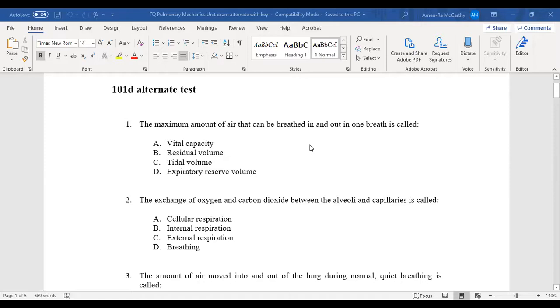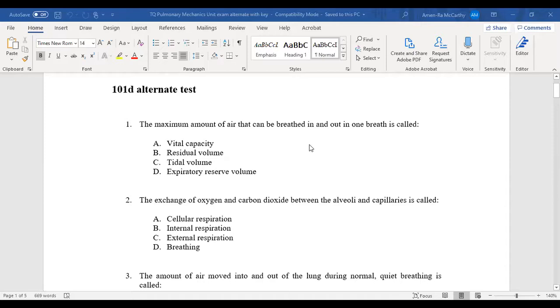Good, Miss Rose. There you go. Vital capacity, the maximum. See, that's why you have to really look at the wording. The maximum amount of air that can be inhaled and out is vital capacity. Tidal volume would be normal gas that's moved in and out, during quiet inhalation and quiet exhalation, or normal in and normal out, right? But the maximum in and maximum out would be vital capacity.